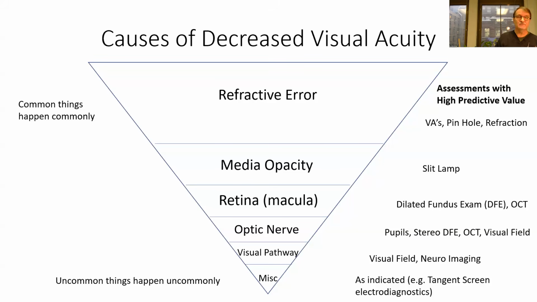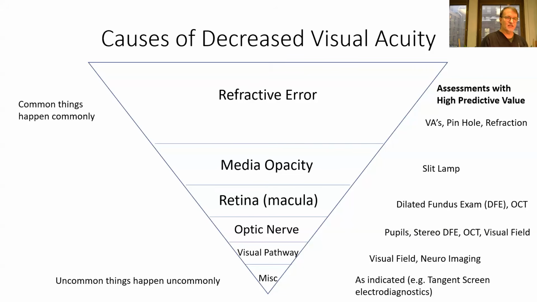Our next most common thing is media opacity. And of course, the most common there is cataract, but the anterior segment, the aqueous, is media. The cornea is media. And frankly, to be fair, your spectacles or contact lenses are media as well. I wish I had $1 for every single time I solved the patient's decreased acuity by cleaning their glasses. So media is the next most likely cause of decreased visual acuity. And our assessment tool with the highest predictive value here is the slit lamp. So we're targeting conditions with examination or assessment tools that have the highest predictive value for that category.